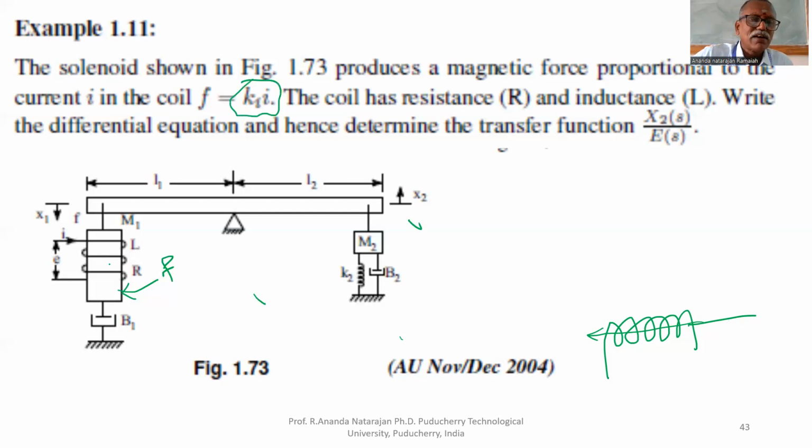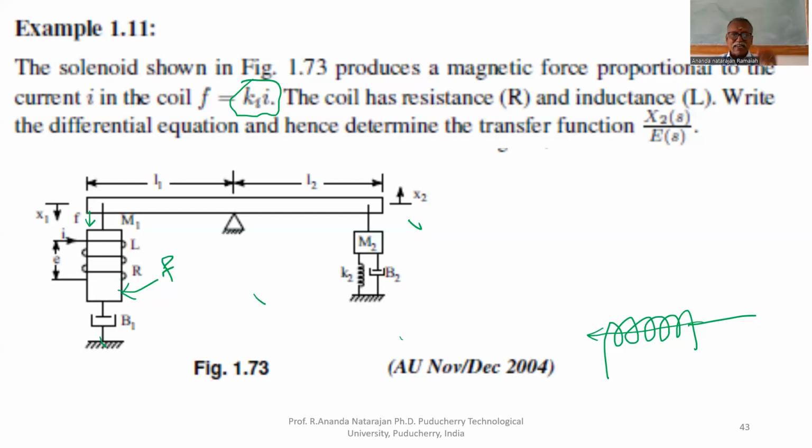Instead of applying a force at this end, we can say that a force F of t is applied at this end. Instead, the coil is given a voltage E of t. Because of that, there is a current I of t in the coil, so a force is developed in the coil. That force is F of t.